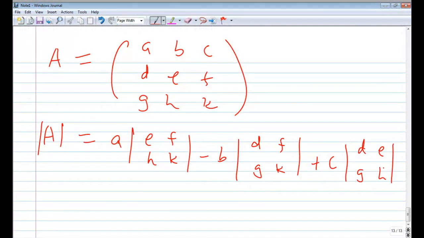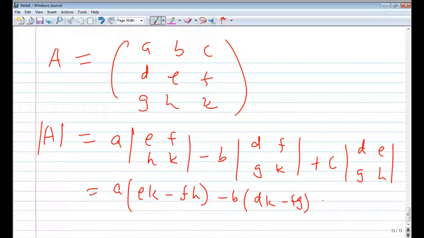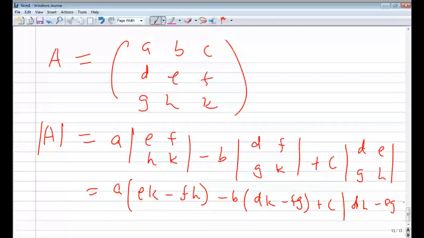Do you still remember this? Yes, sir. Then when you are here, you just find the determinant of 2 by 2. So we're going to have A(EK minus FH) minus B(DK minus FG) plus C(DH minus EG). So this is how you calculate the determinant of 3 by 3.